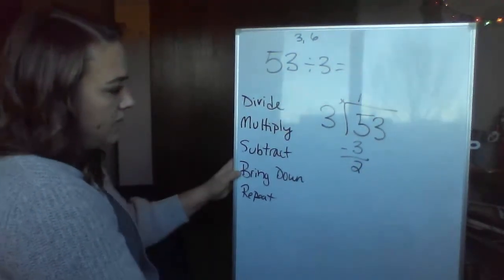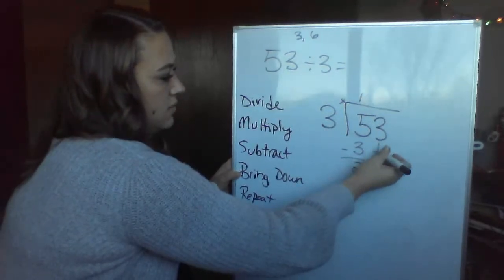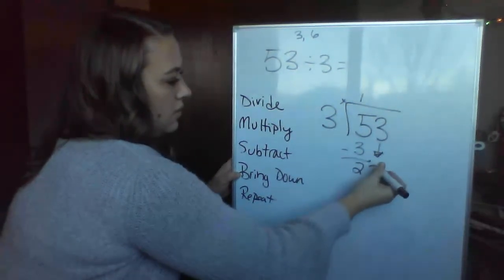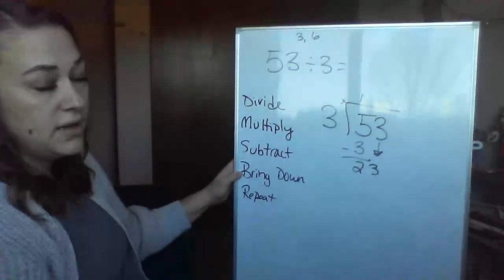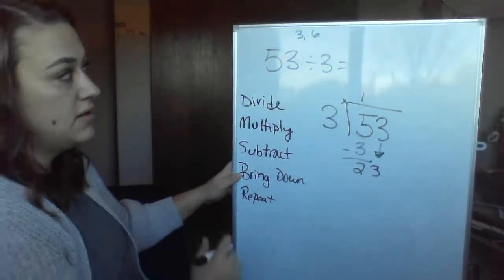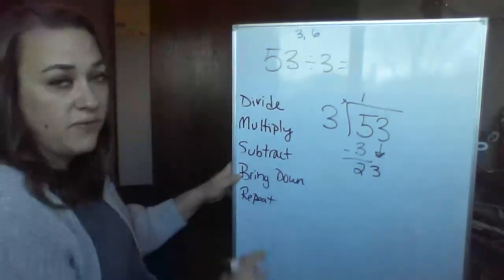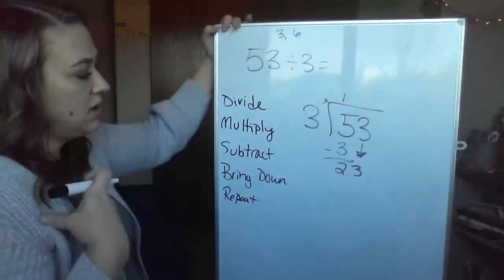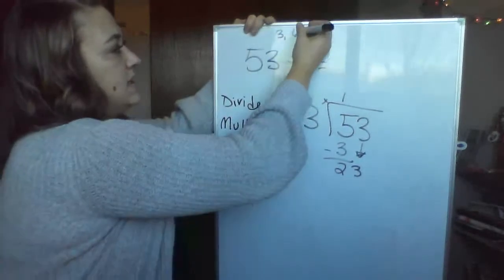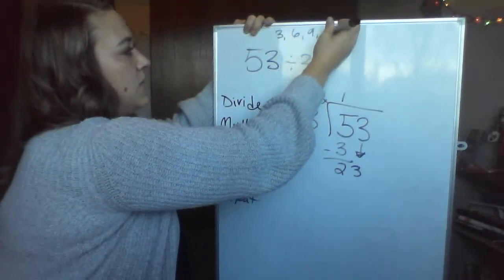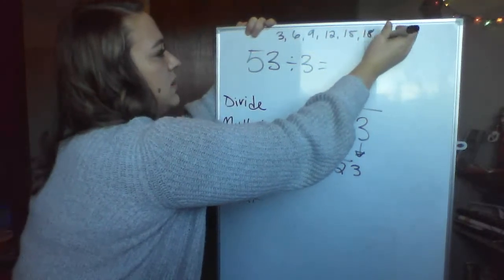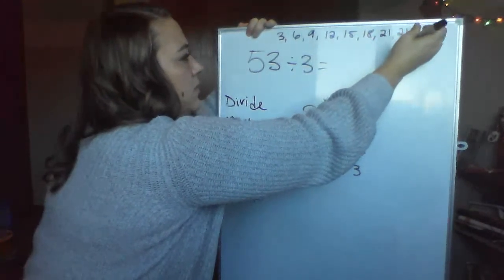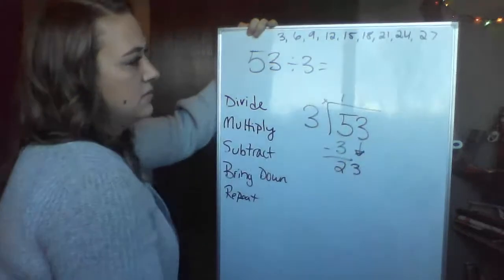Now I need to bring down. I'm going to bring down my 3, which makes this 23. So how many groups of 3 can I make out of 23? You can keep your skip counting going if you don't know your facts quick enough. Skip counting will help. So we got 3, 6, 9, 12, 15, 18, 21, 24, 27.